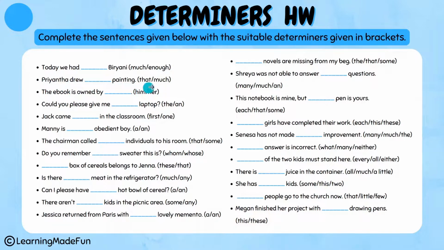So Priyanta drew that painting. The ebook is owned by him or her. So you can use either. Him is for a boy, her is for a girl. These are two pronouns and they show ownership. So these are possessives. The ebook is owned by him or her. You can use either. Could you please give me the laptop or an laptop? So this also talks about a specific laptop. The laptop. Jack came first or one in the classroom.